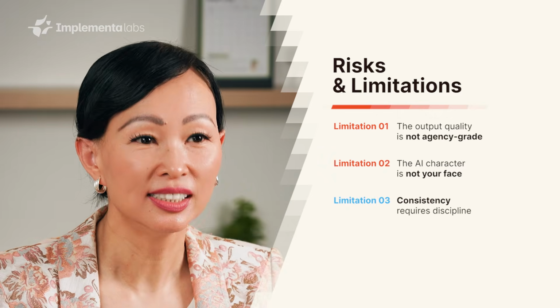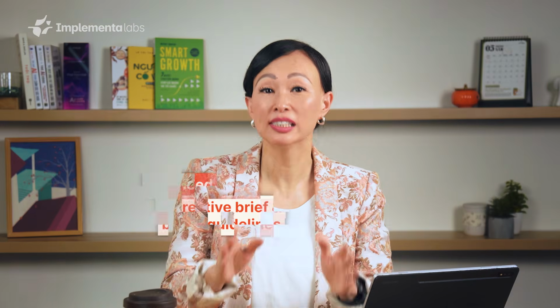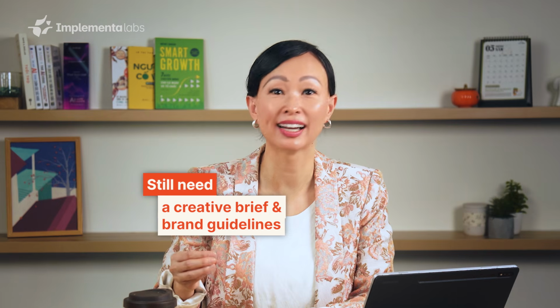Limitation 3. Consistency requires discipline. The character identity gives you a consistent face, but this does not automatically give you a consistent brand, voice, message, or visual system. You still need a creative brief and brand guidelines. Remember, the AI tool executes. The strategy is still your job.